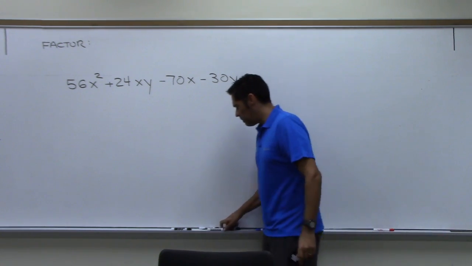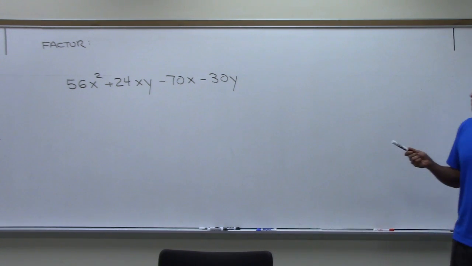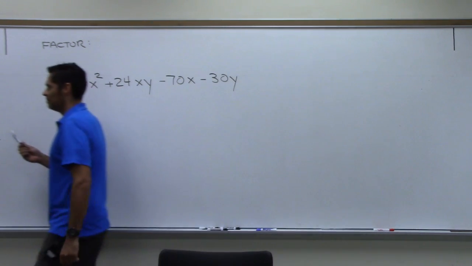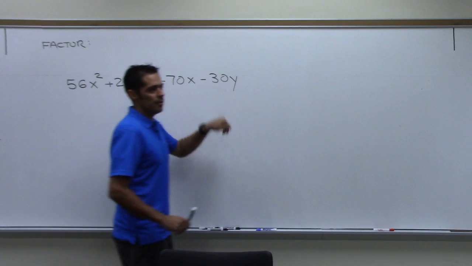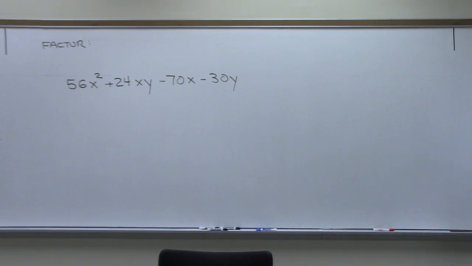John Paul, our first step is to always do what? Factor out the greatest common factor, if we have one. So if we have one, we always want to check for this. Always check for this. Do we have a common number that goes into all of those? They're all even, aren't they? 2. We do have a 2. Agreed?